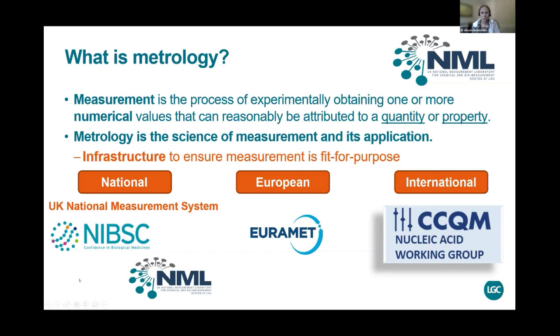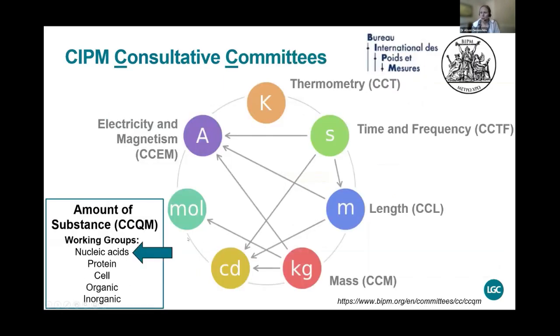Now I am going to move on and talk about some of the international metrology infrastructure as part of our CCQM activities. As I mentioned before, the SI units are key to international metrology, and that is also the case in terms of the organisation, which is facilitated by the International Bureau of Weights and Measures, or BIPM, and that organises a number of consultative committees around the SI units. And within the consultative committee for the amount of substance, CCQM, there are a number of working groups, including the Nucleic Acids Analysis Working Group and Cell Analysis Working Group.